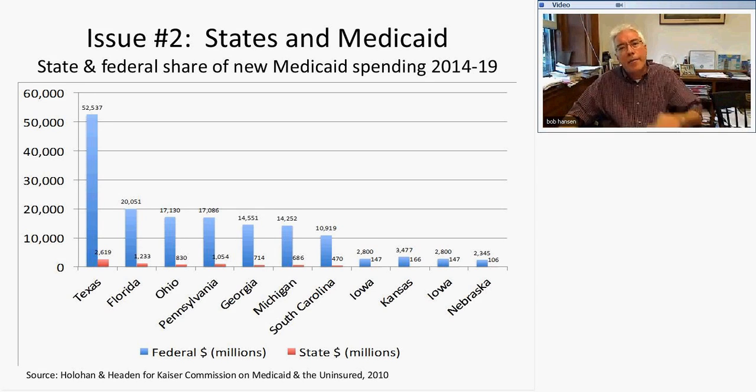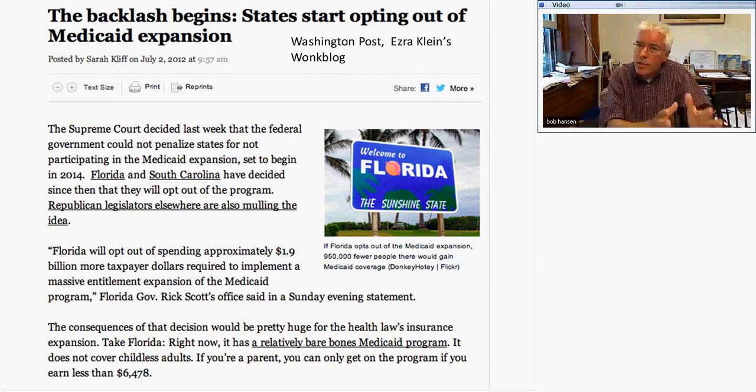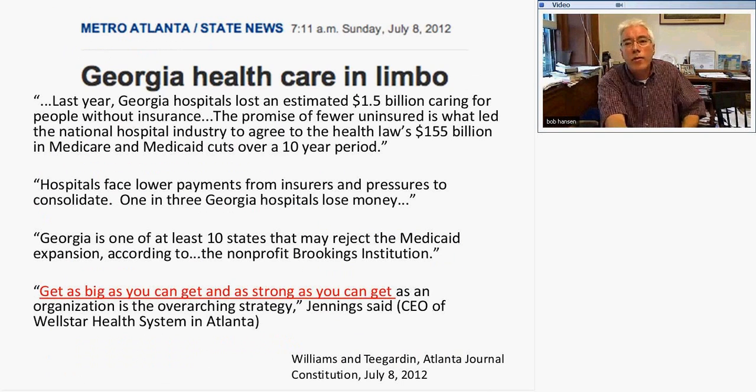And there's quite a few states coming out saying they're not going to accept that Medicaid money. So that part of the Supreme Court decision that gave states the opportunity to opt out is really important. Here's just one article from July 2nd: "Backlash begins. States start opting out of the Medicaid expansion." Actually, there's a more interesting one from this Sunday: Georgia looking at the same thing.